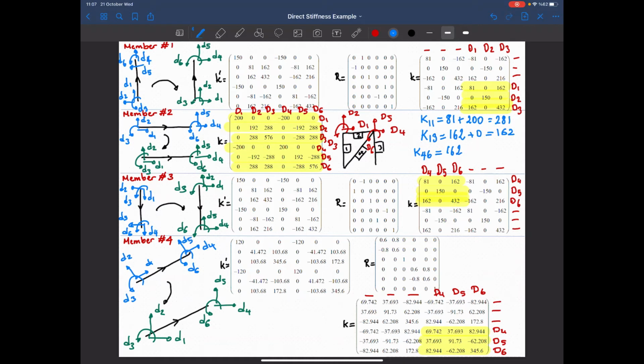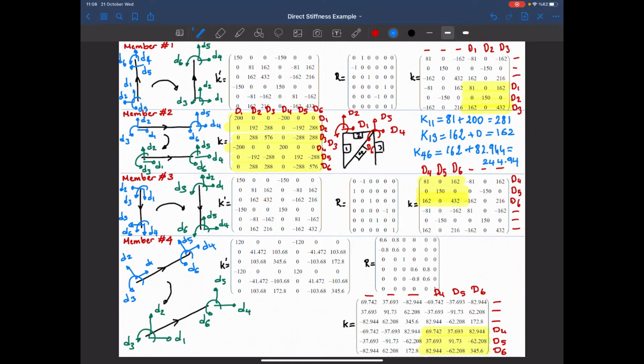That's the contribution coming from the third member. 0 comes from the second member. What about the fourth member? K4,6, it's this number, 82.944 plus 82.944. So this one will give me the K46 as 244.94.